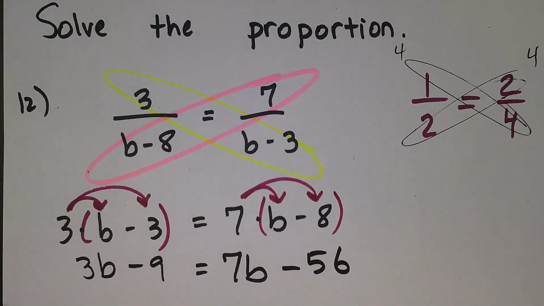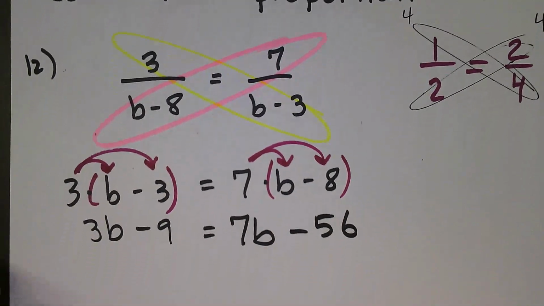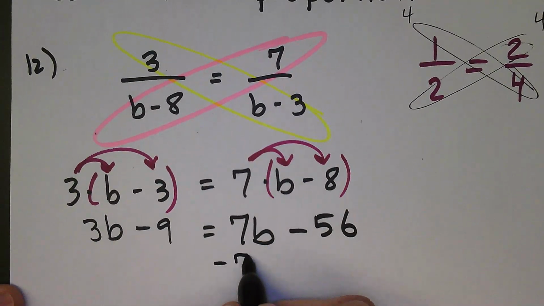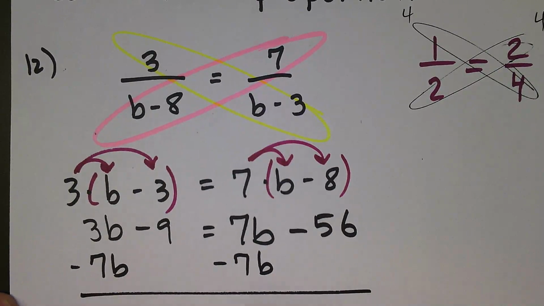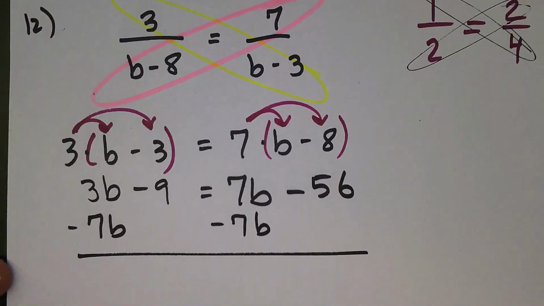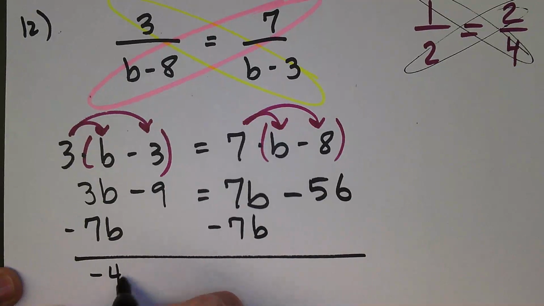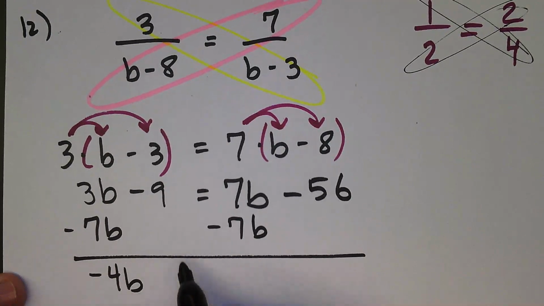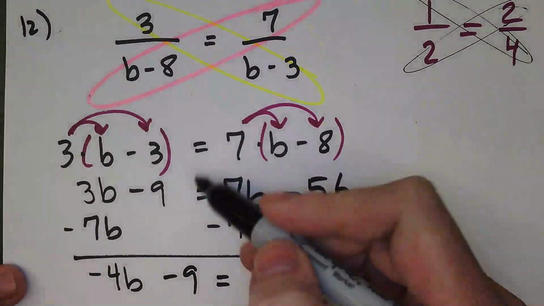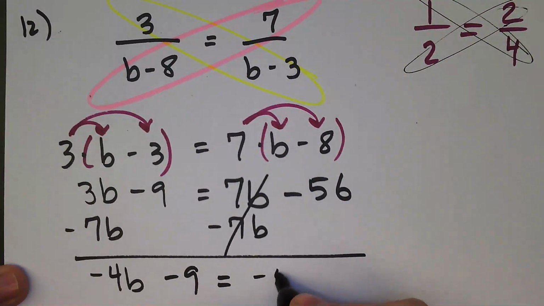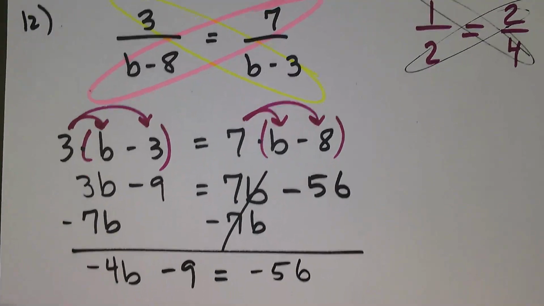Now what I need to do is get my b terms on the same side and my constants on the same side. I'm going to subtract 7b over here. I like having my variables on the left, even though it's going to give me a negative coefficient. It's all right. So it's negative 4b minus 9. I'm trying to keep everything organized, keep my equal sign here. This is canceled. I'm going to have a minus 56 on this side.